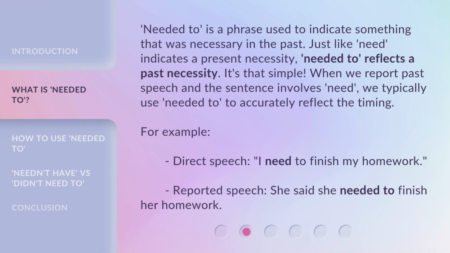Needed to is a phrase used to indicate something that was necessary in the past. Just like need indicates a present necessity, needed to reflects a past necessity. It's that simple. When we report past speech and the sentence involves need, we typically use needed to accurately reflect the timing. For example, direct speech: I need to finish my homework. Reported speech: she said she needed to finish her homework.